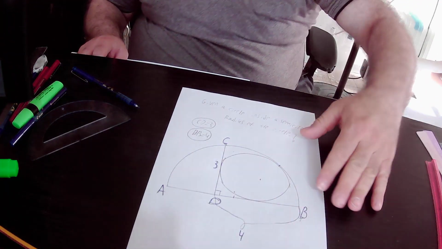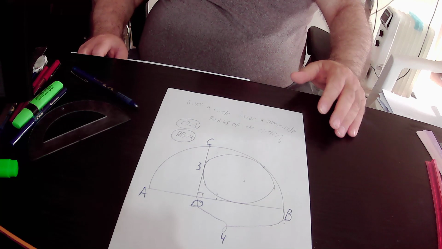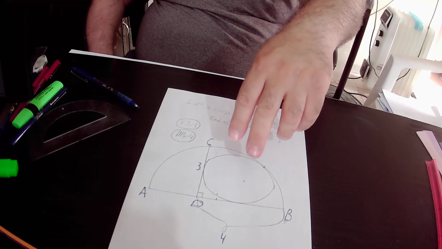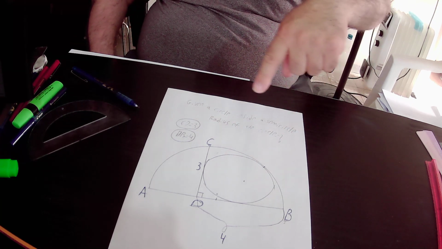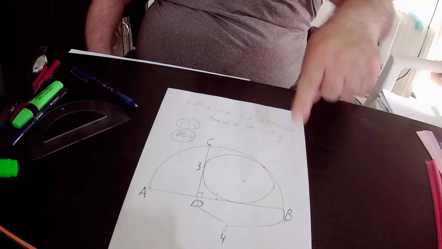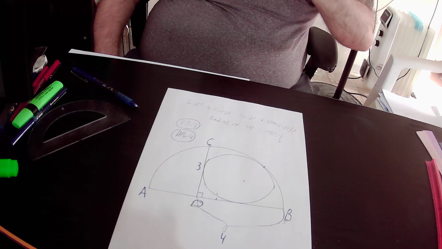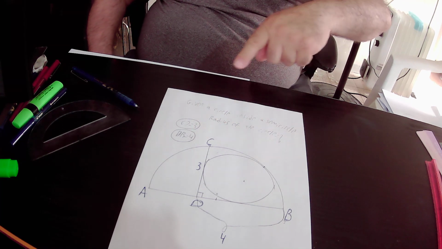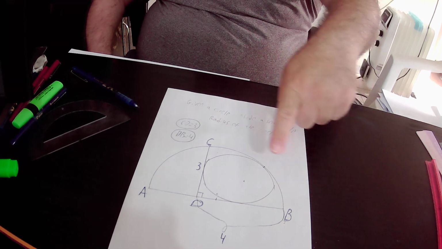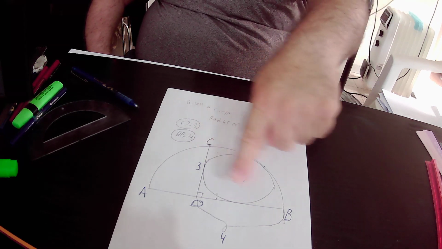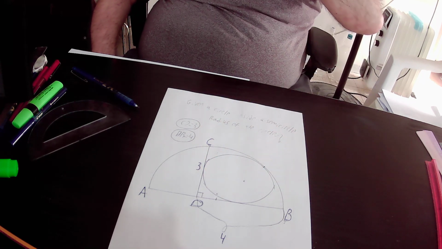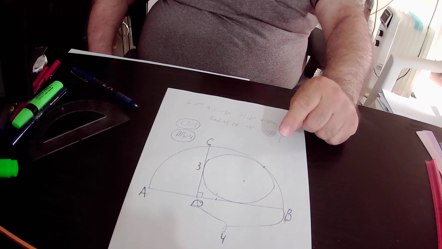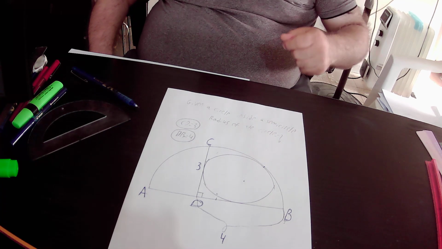Now, in this lecture, we'll find out the radius of the small circle. In the drawing, we have this small circle that is inscribed by a semicircle. We know that side CD equals 3 units, side DB equals 4 units, angle CDB equals 90 degrees, and we want to find out the radius of this small circle.